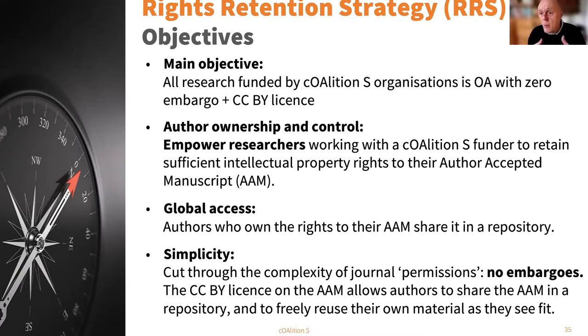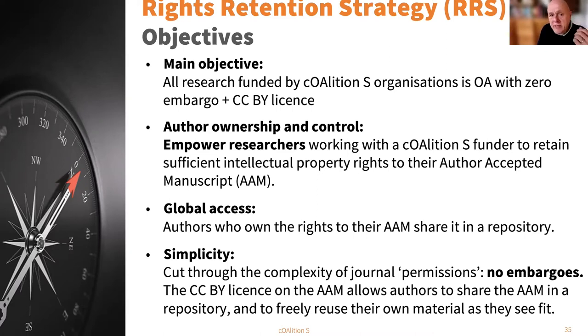Nowadays, it's very often the case that when you transfer your copyright to the publisher, the author is not allowed to reuse graphs, tables, pictures, and so on from that paper because the copyright has been transferred to the publisher. By asserting a CC BY license on the AAM, you can reuse any part of that paper as you see fit. And the same is true for other authors as long as proper acknowledgement is given. So the rights retention strategy with the CC BY license is a very powerful tool in the hands of researchers, and they should use it, in our opinion.